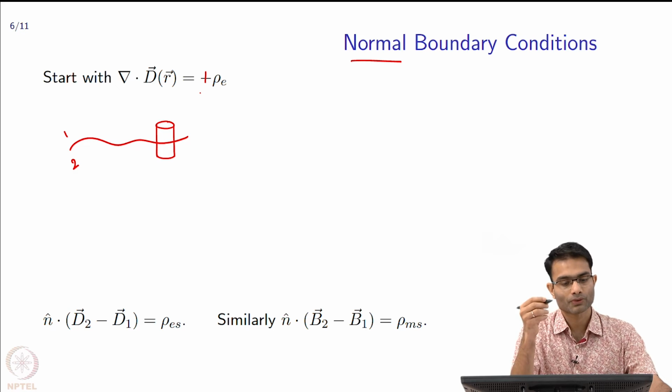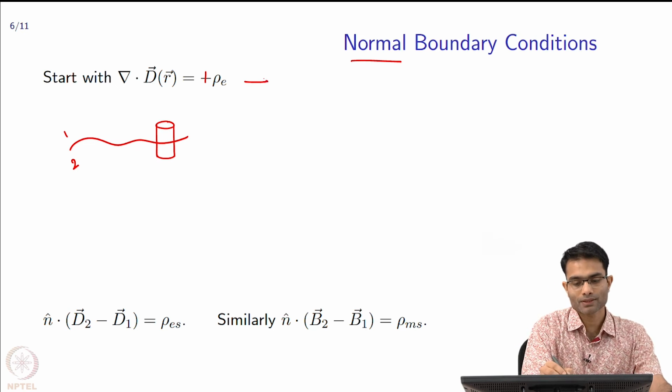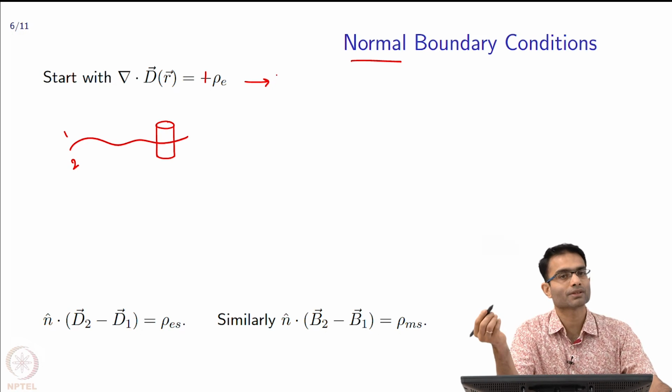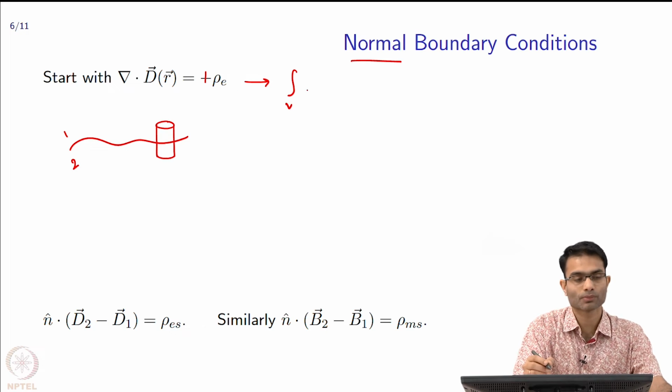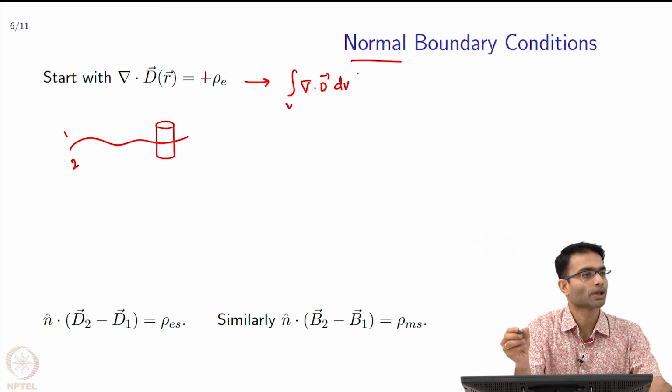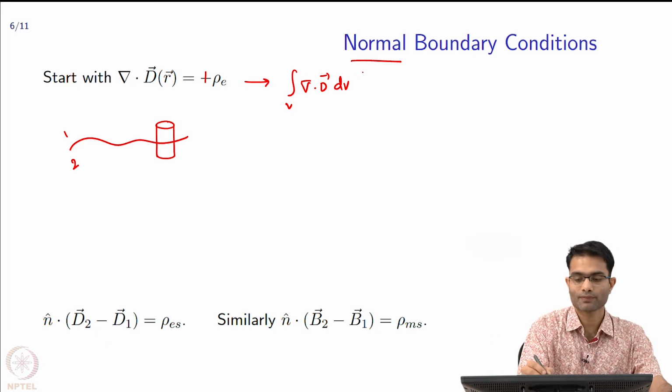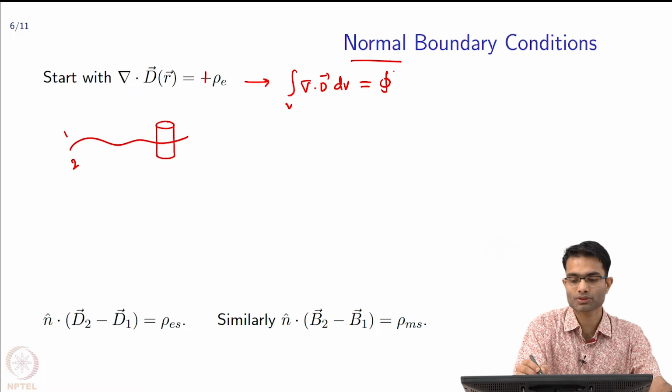Okay. So if I take this over here, then as we already mentioned, the theorem that we will use is the divergence theorem, right. So if I take a volume integral on both sides, so del dot D dV, this is going to give me the flux of D, right, flux over the closed surface, D dot dS.